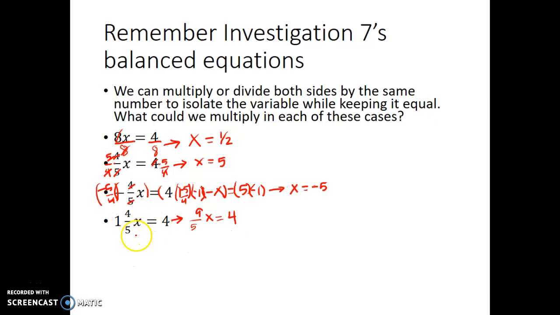Okay, so I haven't actually done anything. This is still exactly the same as this. I've just rewritten it as an improper fraction instead of a mixed number. So now it's a lot easier for me to see what the reciprocal is. Now I know I can multiply both sides by the reciprocal of 9/5, which is 5/9. This is all going to cancel out and leave just 1x. And on here, nothing can cancel, so it's just going to be 20/9, or 2 and 2/9.